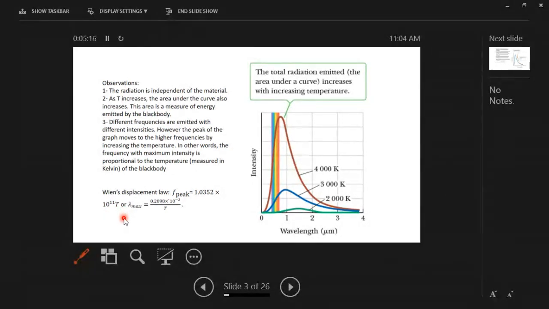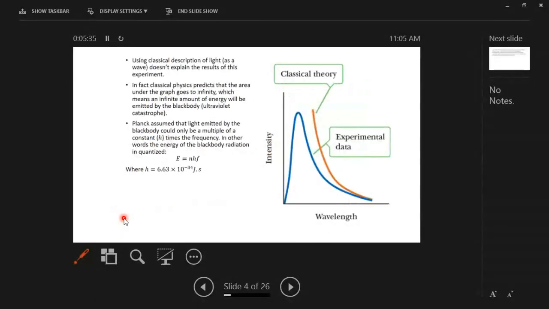This was an experimental result, but the classical view of electromagnetic waves, where we considered electromagnetic waves or light or anything else to be waves, couldn't explain this result. As I mentioned, if we wanted to use the classical view to explain what is happening, the curve should look like this, which is going to result in a catastrophe, because it would go to an infinite amount of energy. In other words, the black body had to emit an infinite amount of energy, which is not correct.